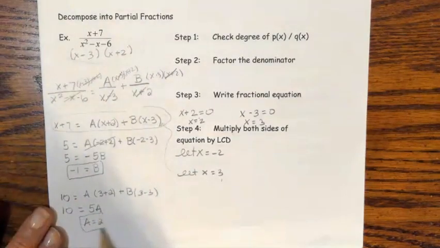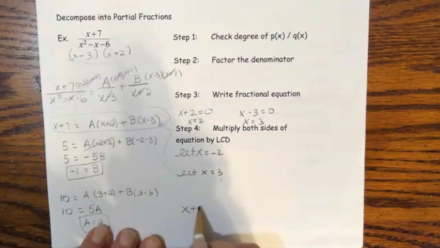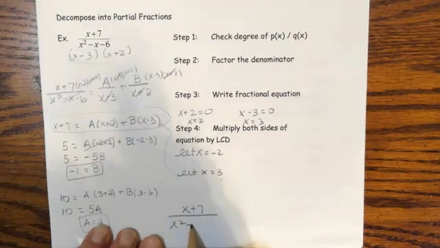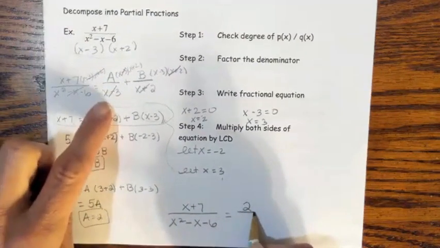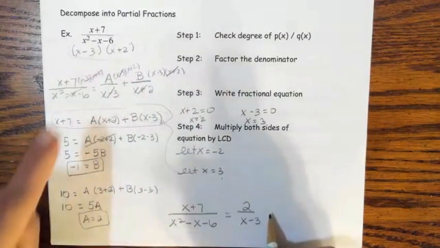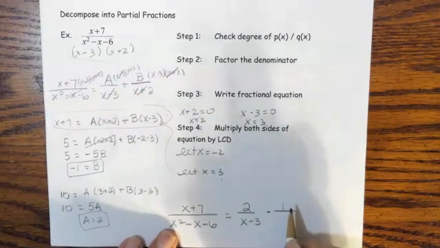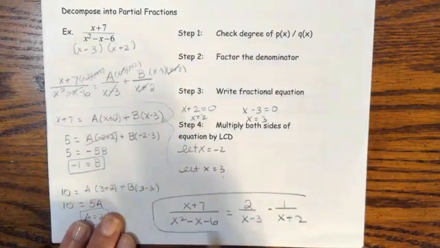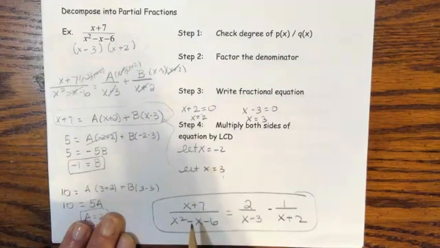So now I have A. So now my final thing is to show that x plus 7 over x squared minus x minus 6 equals A, which is 2, over x minus 3, and B is negative 1, so minus 1 over x plus 2. So this is my answer. This is my partial fractions that equals this original fraction.